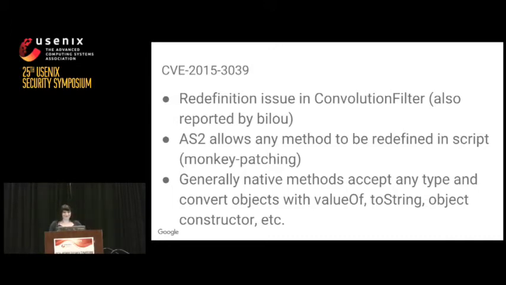And the core issue here is that ActionScript 2 allows any method to be defined as any method. So if you say function1 equals function2, and then you call function1, function2 will get called. And this is what some people call monkey patching. And what makes the situation even worse is that when you call a function in ActionScript, it converts the parameter. You can pass in any parameter, and then it converts it. So let's say you need a string, and you pass in an object. It will call toString on that object. And that can cause a number of problems.